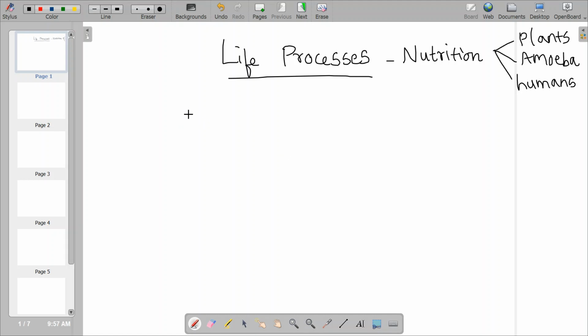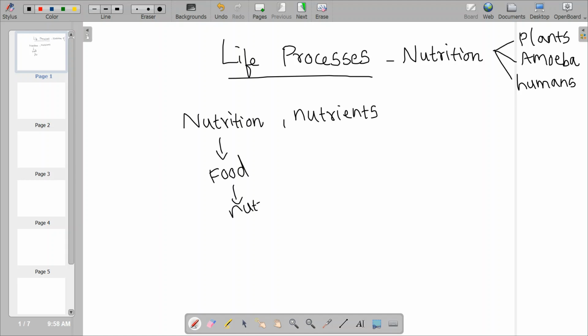Okay, so before that, we should know the difference between nutrition and nutrients. Nutrition is the process of intake of food materials. Okay, and all the food that we consume contain nutrients. Why do we need these food materials that contain nutrients? We require all these for growth, for repair of tissues, etc.